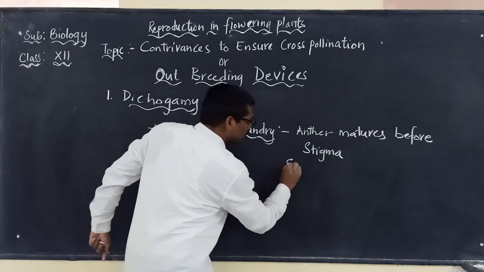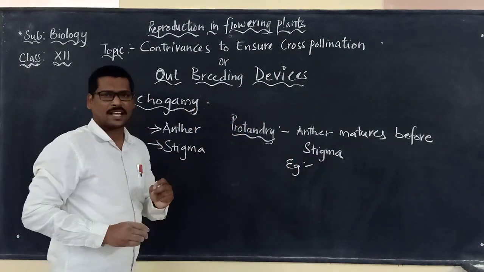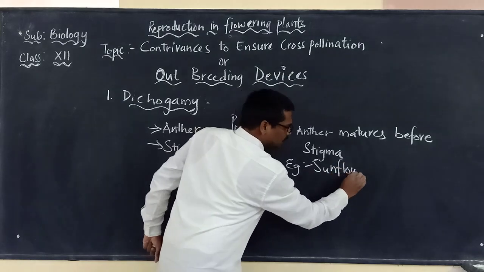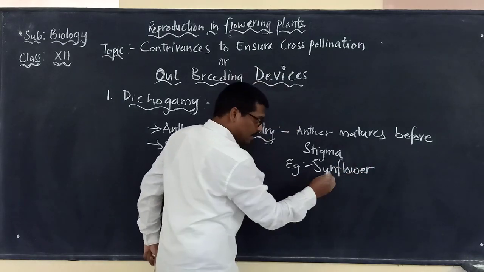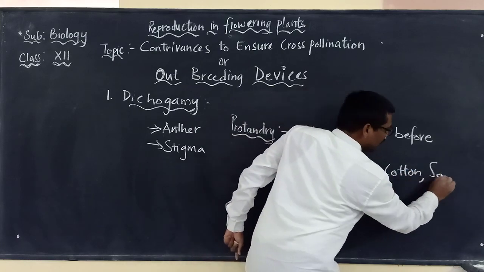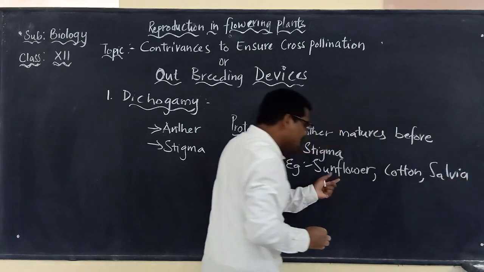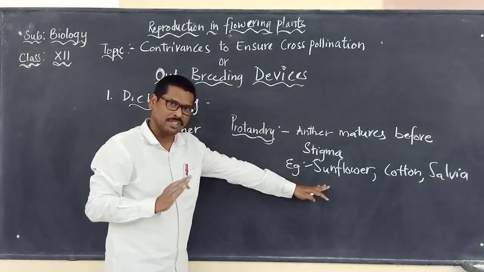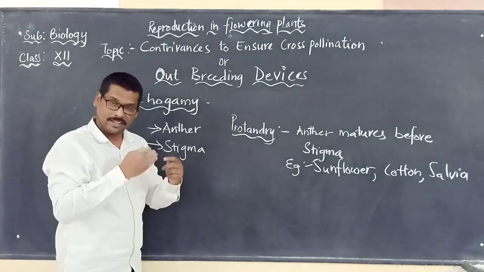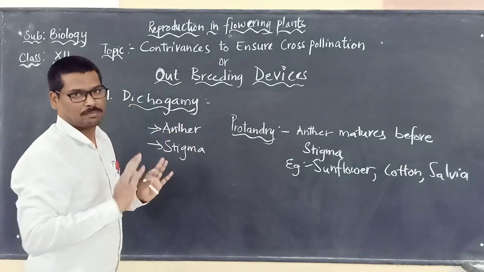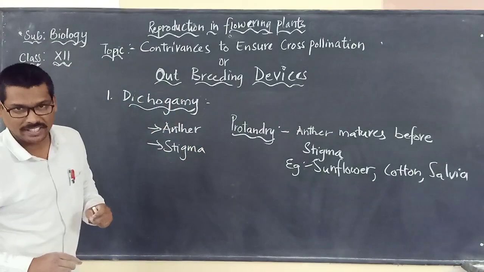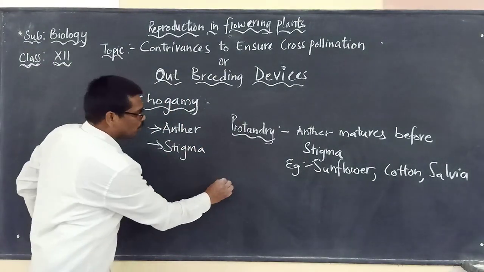And there are a few examples. We will just highlight a few examples, like it happens in sunflower, and it is also seen in cotton and also salvia. In these plants which we highlighted as examples, we will see that the anther matures first, then the stigma. So when the anther is maturing first, we call it protandry.